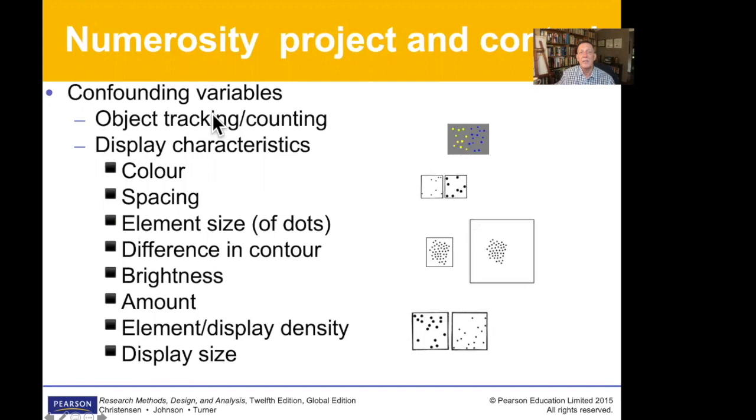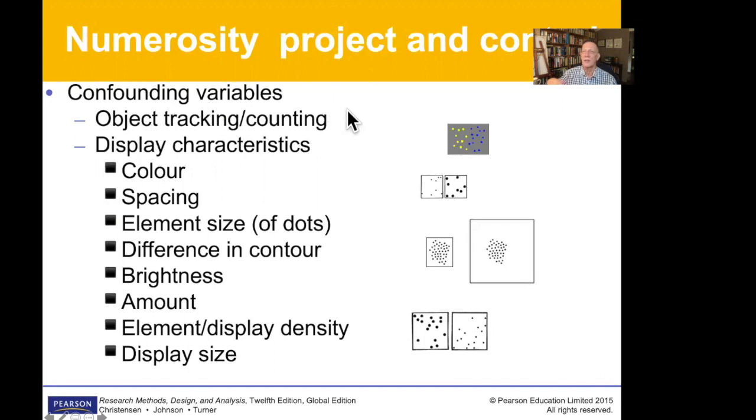Object tracking, remember there were three ways of counting. The one is counting the objects or tracking the objects, or approximate number sense, which we are dealing with now, and subitizing, which is the automatic recognition of the amount of dots or whatever.